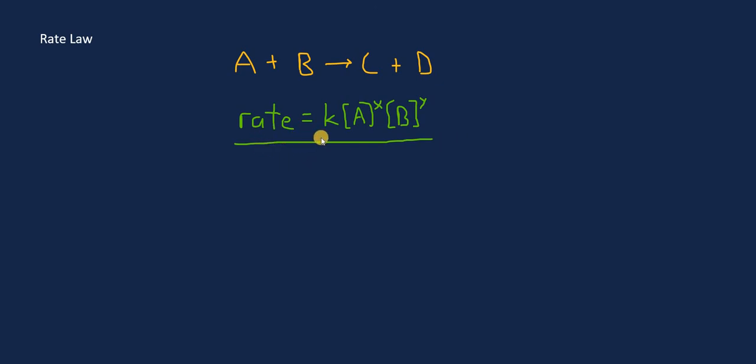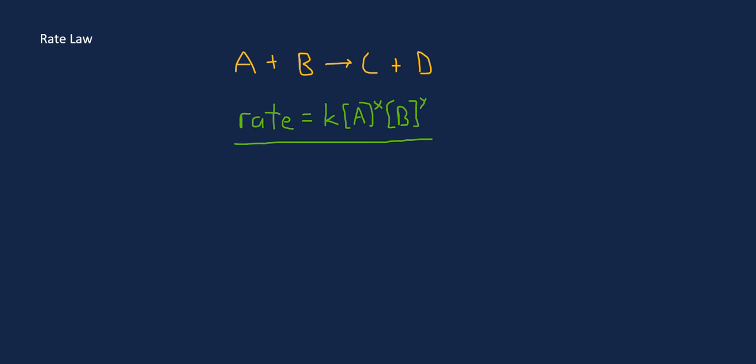And it's going to be rate is equal to K, which is the rate constant. This is something new we're introducing here, the rate constant K, times the concentration of your first reactant raised to an X power, multiplied by the concentration of your next reactant raised to the Y power. And you would keep going for however many reactants you have. So in this case we only have two reactants, so we have A and B. If you only had one reactant, you would just have A to the X. It just depends on how many reactants you have in your reaction.